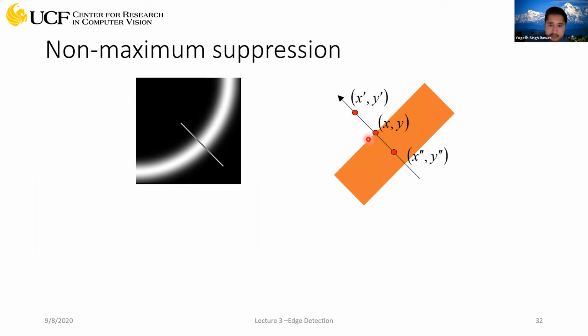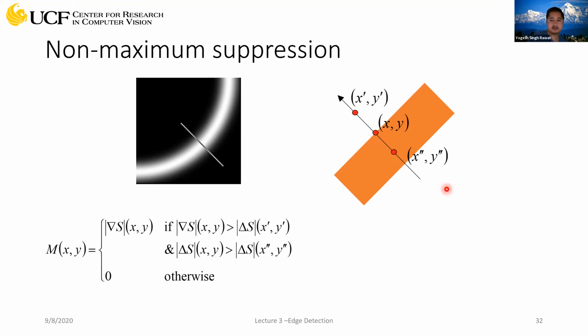Now you have an edge at this location, and you also have an edge at this location. Just ignore this one, and consider this one, x, y. This is the direction of your gradient. The first point here is x prime, y prime, and the second point here is x double prime, y double prime. You will compare the magnitude of the gradient at this location with this and this. If the magnitude is higher, you will keep this as an edge. Otherwise, you will just ignore it.